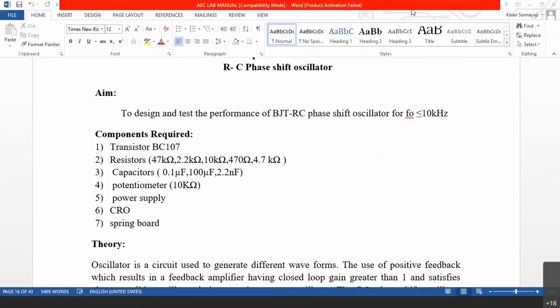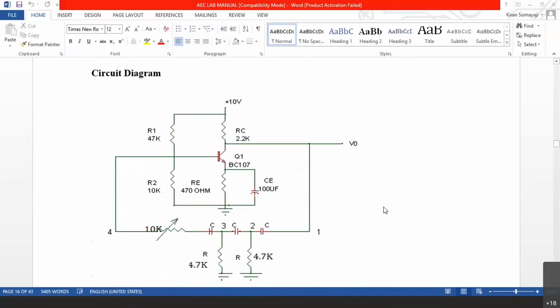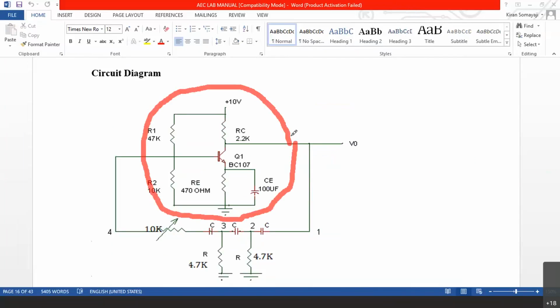So with this brief theory about oscillators, let me continue further with our circuit diagram. Now this is the circuit diagram of our today's experiment, that is RC phase shift oscillator. You can see here, this whole circuit is an RC coupled amplifier. You are already familiar with this. It has been discussed so many times in the theory class. It has been discussed even in the lab classes. You know this. This is a voltage divider biasing network, and we have a bypass capacitor. This whole circuit is nothing but an amplifier circuit.